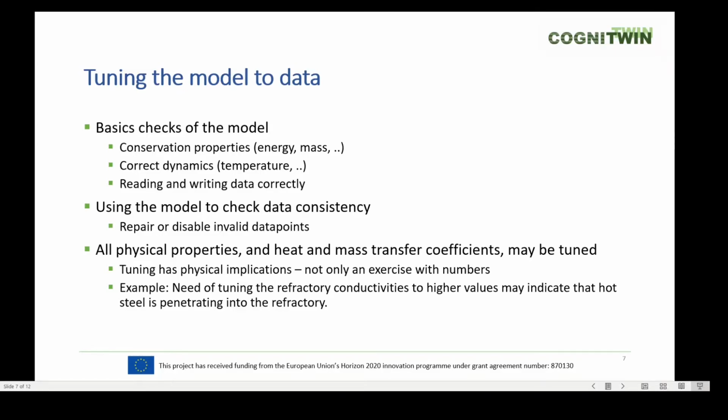So in principle, for a physics-based model, if all the coefficients and input data are correct, the model should be able to do a very good estimate of the transients and what is going to happen.